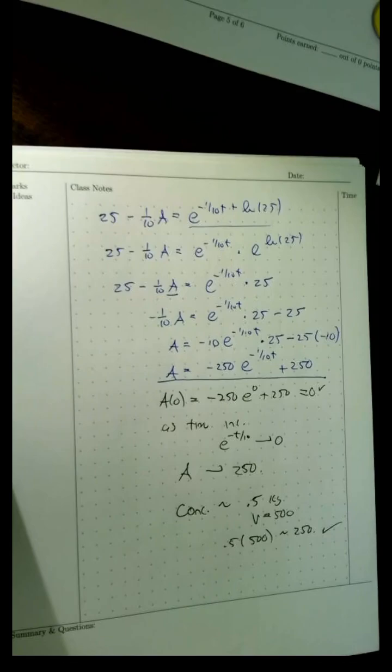Notice that after a very long time, my concentration should get really close to the concentration coming in, which I said was, let's go back to our original thing here, 0.5 kilograms. And we said the volume is going to be 500. So notice if I take 0.5 times 500, I'm going to get about 250 kilograms. So that makes sense.